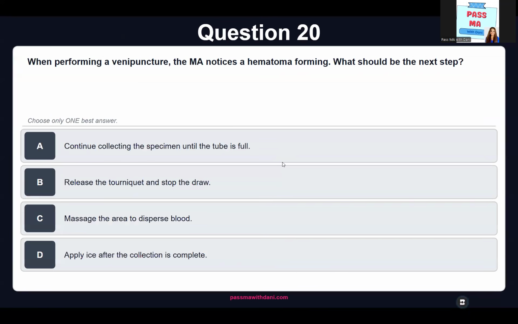All right, question number 20. When performing a venipuncture, the medical assistant notices a hematoma forming. What should be the next step? A, continue collecting the specimen until the tube is full. B, release the tourniquet and stop the draw. C, massage the area to disperse blood. Or D, apply ice after the collection is complete.